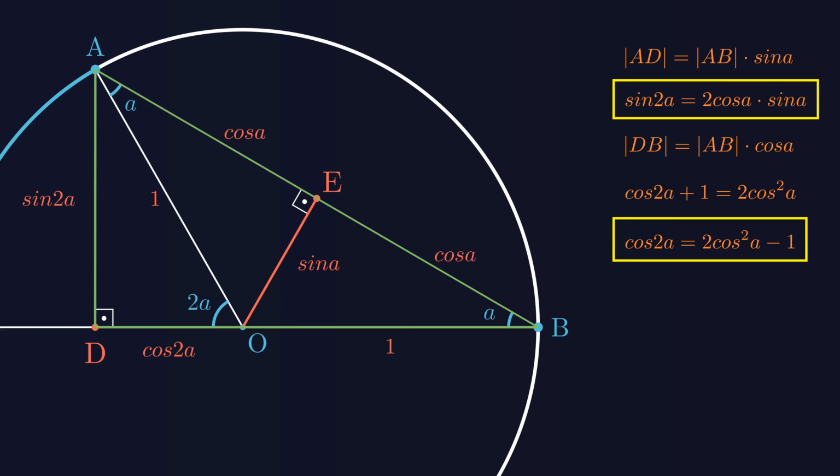Sometimes, you'll see this theorem written as cosine squared alpha minus sine squared alpha. I'll let you figure out how we got to this form. Write your answers in the comments. So we've covered the expansion of double angle identities of sine and cosine.